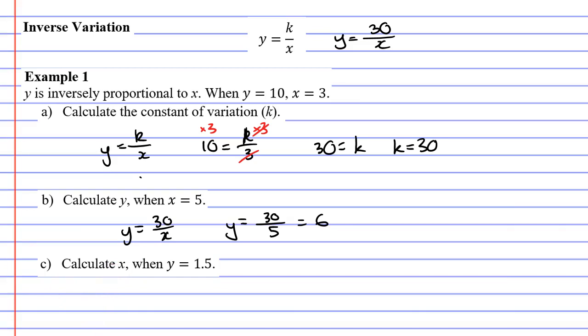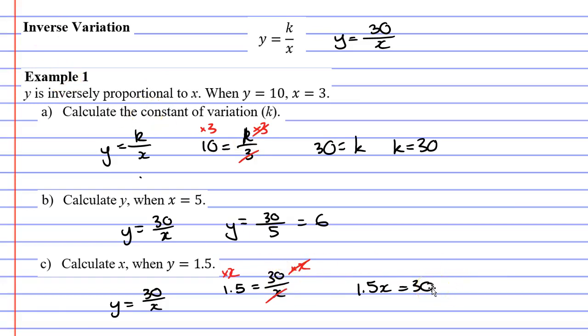Let's now move on to question C. We now have a new formula for y. Y equals 30 over x. And we know that y equals 1.5. So we'll rewrite it as 1.5 equals 30 over x. Now, in order to find x, we need to take a couple of steps here. We need to multiply by x first in order to cancel x. That will give us 1.5x on the left, since 1.5 times x is 1.5x. And since we cancelled the x on the right, we're going to get 30.